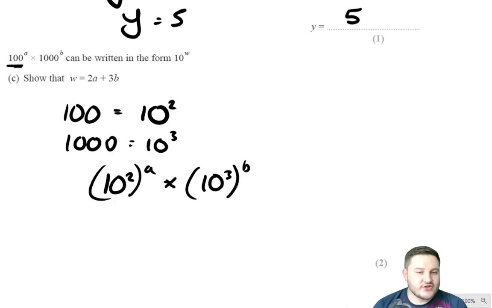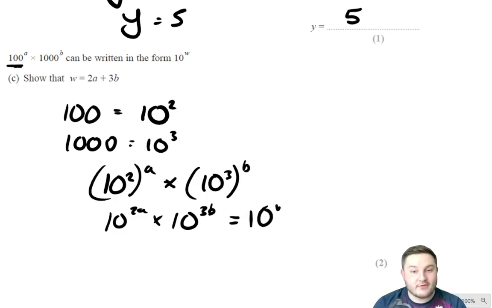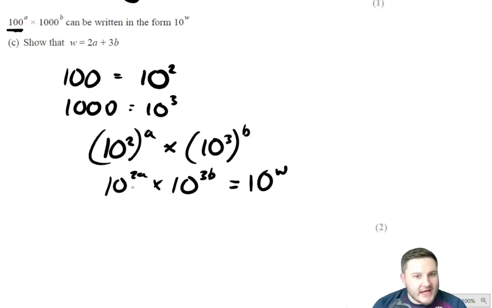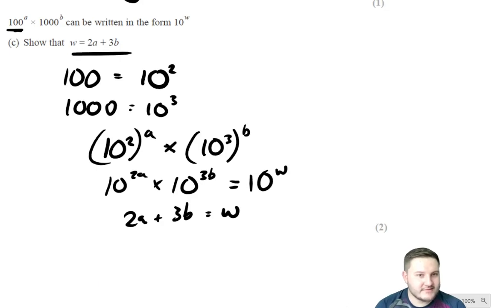And remember, we can use this third law that when we've got brackets like this, we times the powers together. So we get 10 to the power of 2 times a, which is 2a, times 10 to the power of 3b. And apparently this can be written in the form 10 to the power of w. Well, now that we've changed it, and this is quite a common technique, by the way, at a more advanced level, changing stuff so that you can use a rule, quite a nice idea. Now we can use the law of indices because we've got the same base number, so we just add the powers. So 2a plus 3b must equal this power here, w, which is exactly what they've asked us to show. So this is as shown.